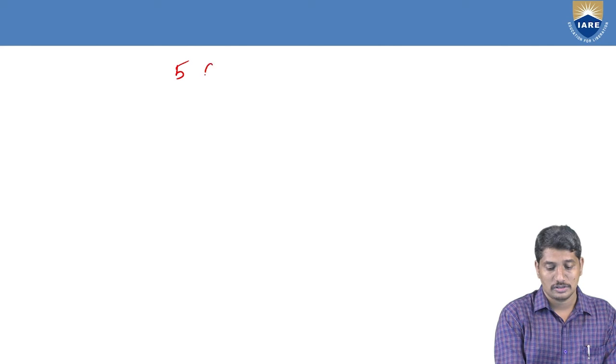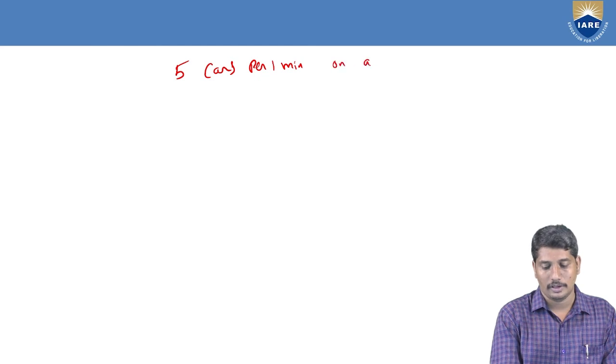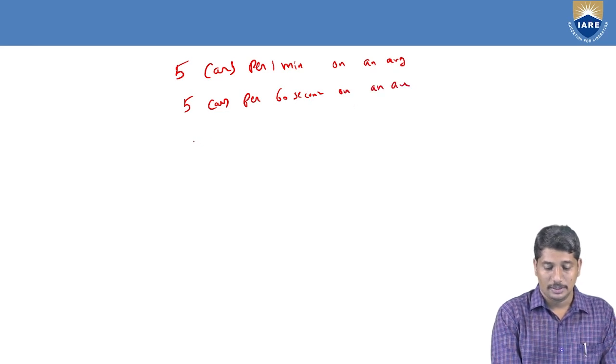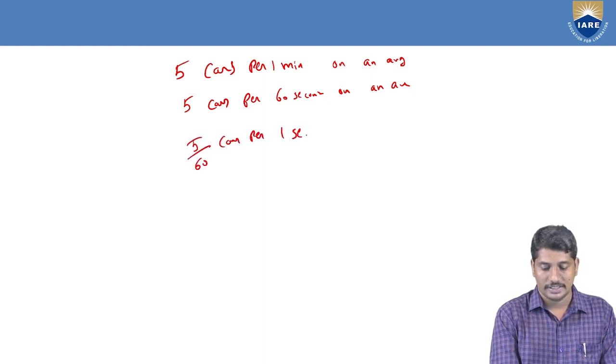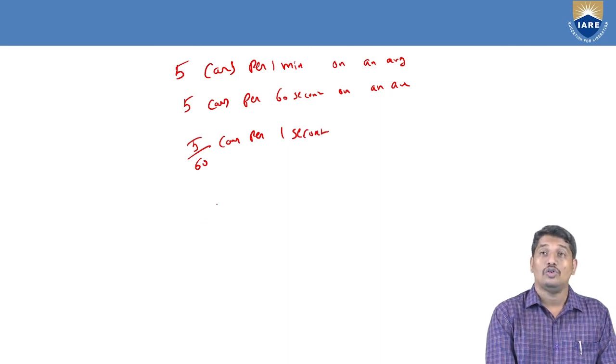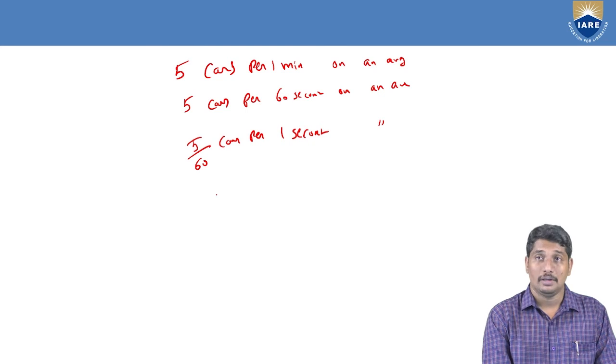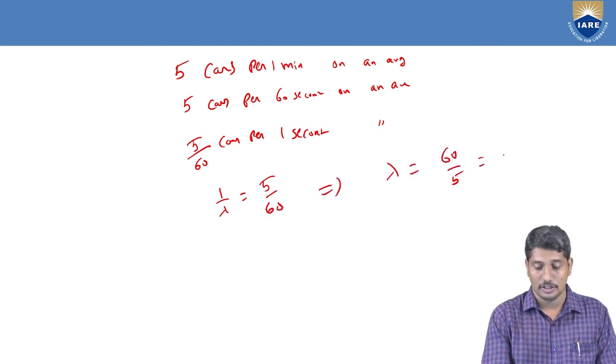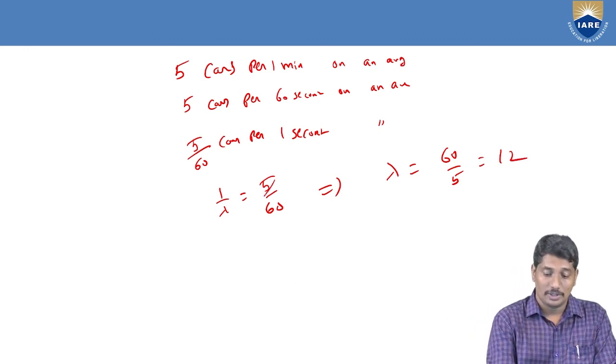So 5 cars per 1 minute on an average. That means 5 cars per 60 seconds on an average. That means 5 by 60 cars per 1 second. Okay, so on an average means mean. Mean of exponential distribution means 1 by lambda is equal to 5 by 60. That is, lambda is equal to 60 by 5, that is equal to 12. Okay, and 1 by lambda is 1 by 12.